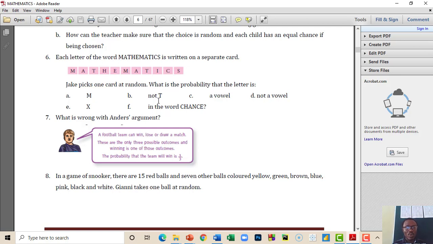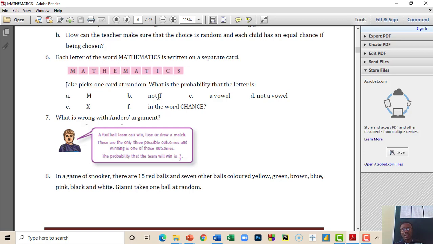Now, the second one, not T. Remember the probability of success and failure I explained earlier on. We have to get the probability of T before we get not T. The probability of getting a T here is 2/11. 2 because I have 2 T's there, over 11 because I have 11 cards. But not T will be 1 - 2/11. That will give us 9/11. So the probability of getting not T is 9/11.